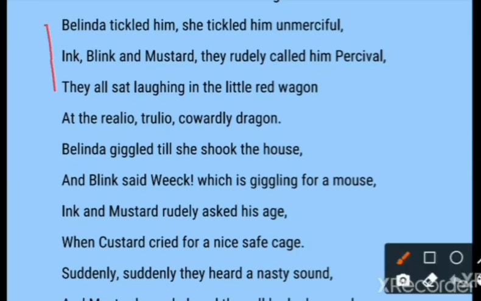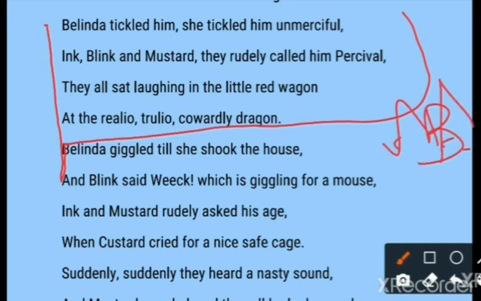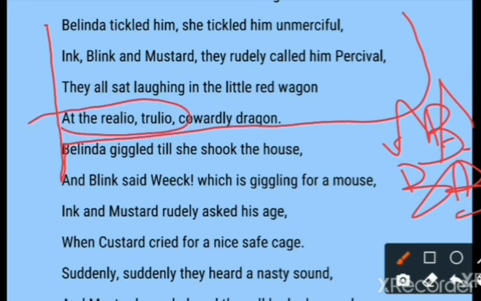Then we have another stanza, this one. See, in this stanza, it is stanza 6. Stanza 6. See, the rhyme scheme is AABB, simply AABB. And we find a refrain in this stanza again, that is, "Rulio, Trulio." Here, we find a refrain in this stanza.